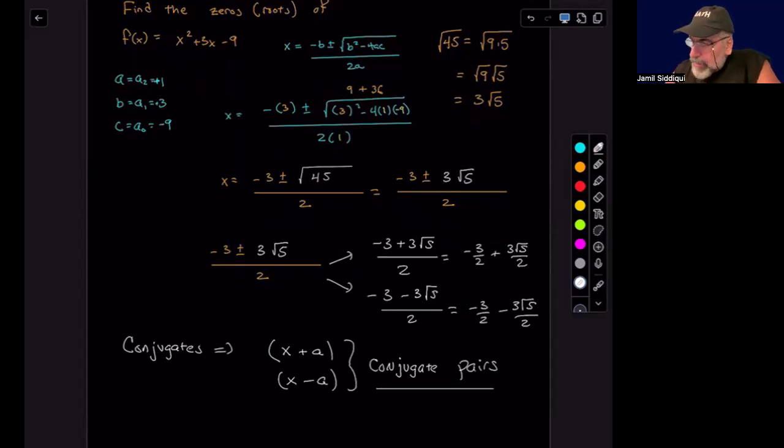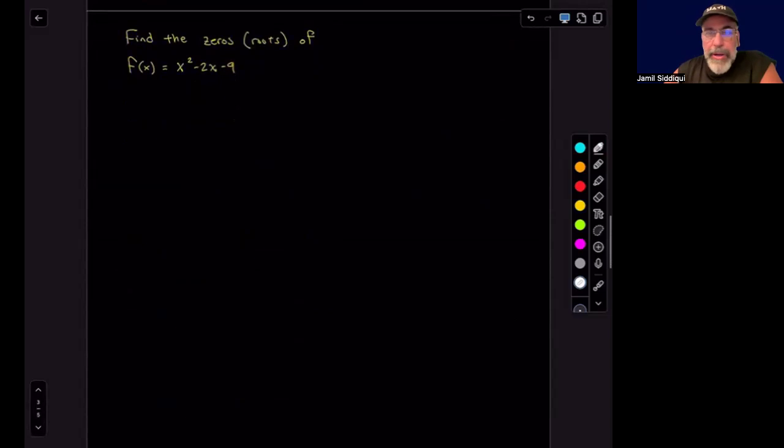Moving on, let's take a look at this next one. Find the zeros or the roots of this quadratic. Well, again, we're looking for factors of negative 9 that add to negative 2. We're not going to have a lot of luck in this one, so we're going to go straight to the quadratic formula on this one. We know that a is equal to 1. We know that b is equal to negative 2, and we know c is equal to negative 9.